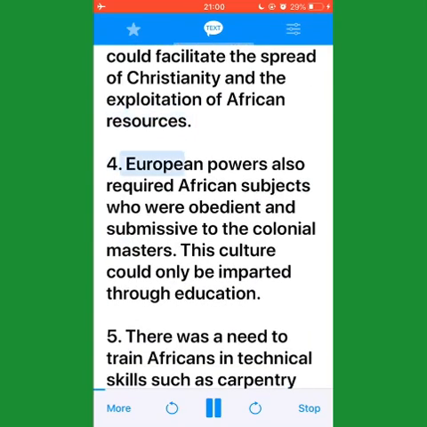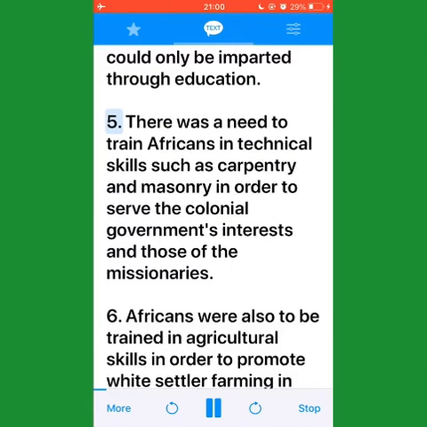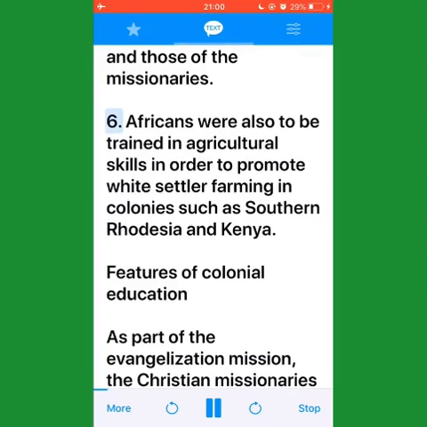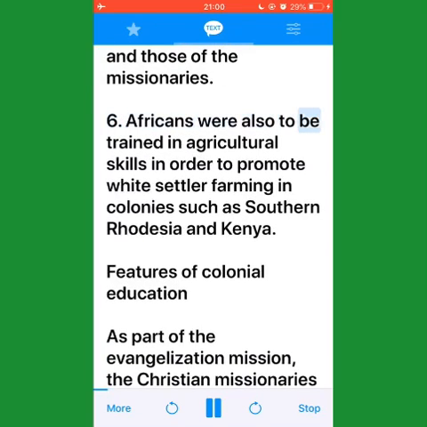4. European powers also required African subjects who were obedient and submissive to the colonial masters. This culture could only be imparted through education. 5. There was a need to train Africans in technical skills such as carpentry and masonry in order to serve the colonial government's interests and those of the missionaries. 6. Africans were also to be trained in agricultural skills in order to promote white settler farming in colonies such as Southern Rhodesia and Kenya.